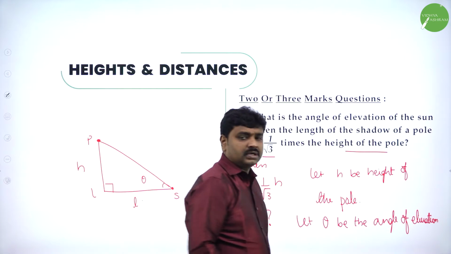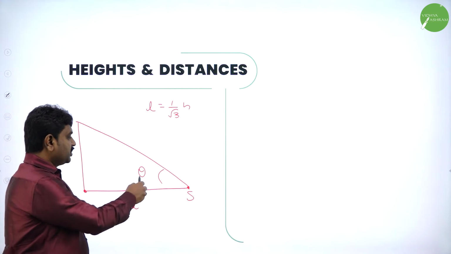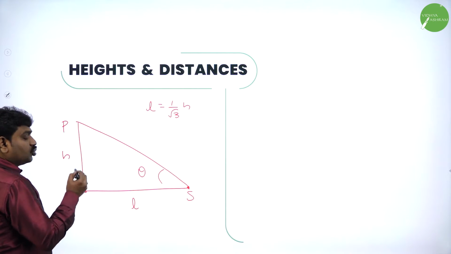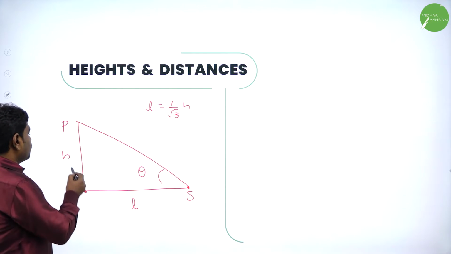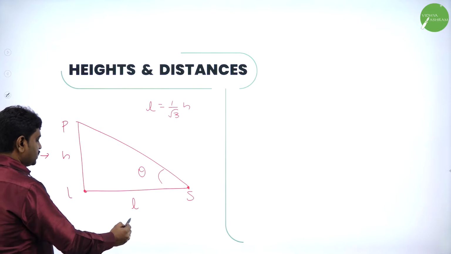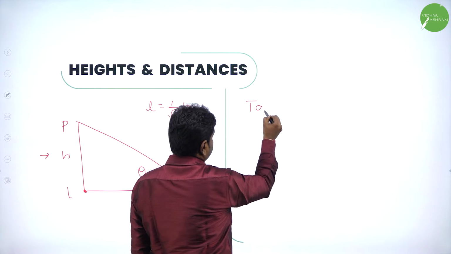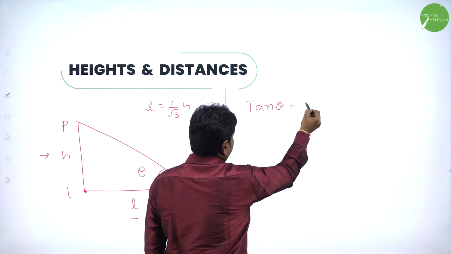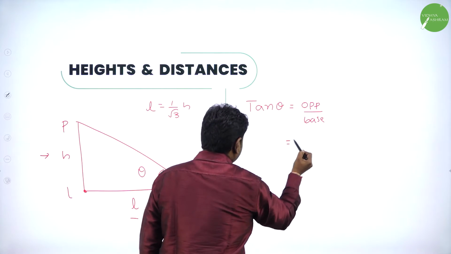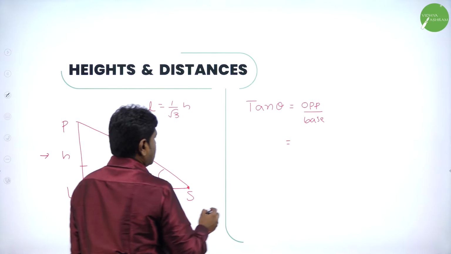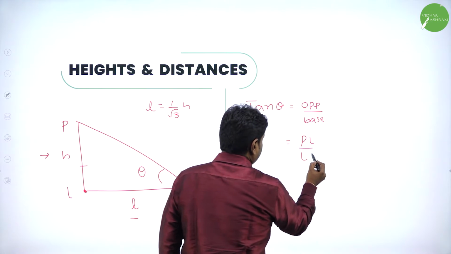So dear students, the very first thing is drawing a relevant diagram, which we have done, assuming the unknown and a suitable triangle, and choosing a suitable trigonometric function: sine, cos, tan. So which is suitable here? Because we know the opposite side and base, the relevant trigonometric function is tan theta here. What is tan theta? Opposite side divided by base. Opposite to theta we have PL, so PL divided by base. What is the base? We have LS.